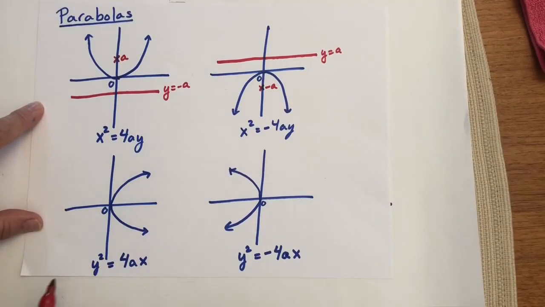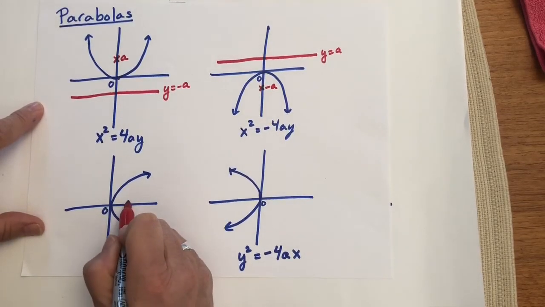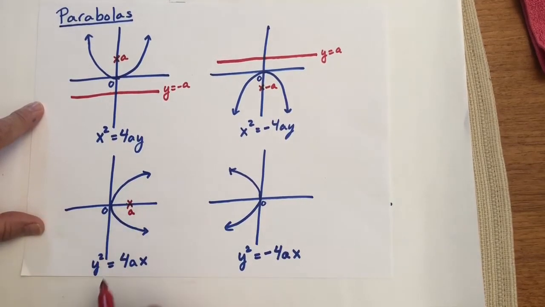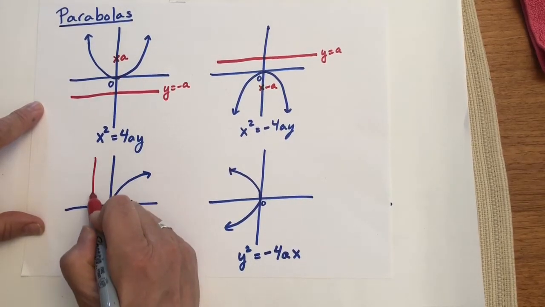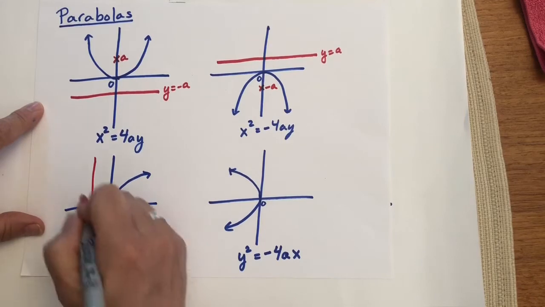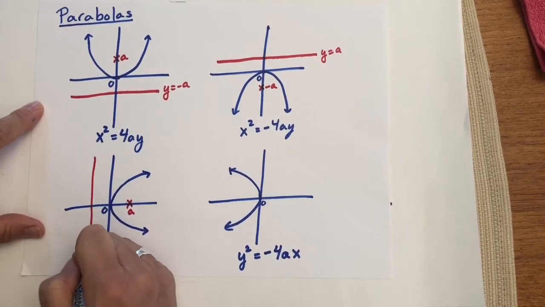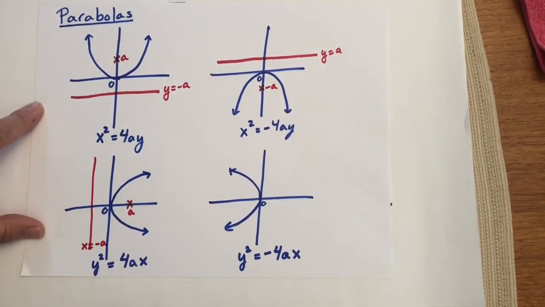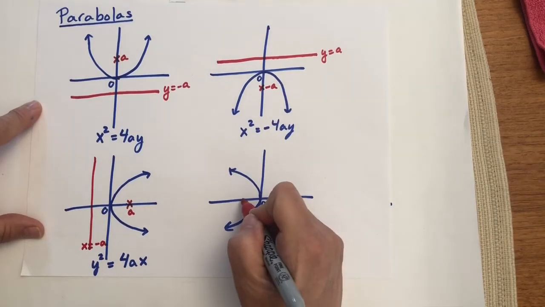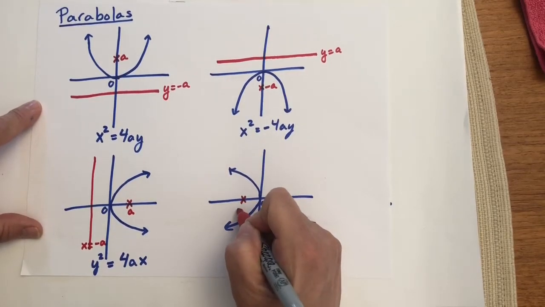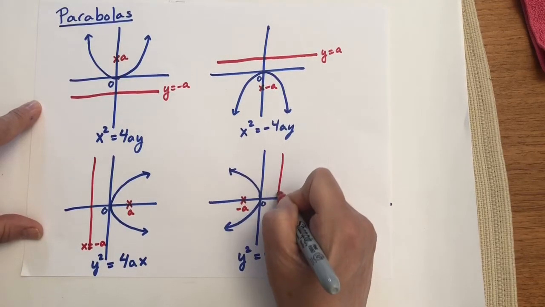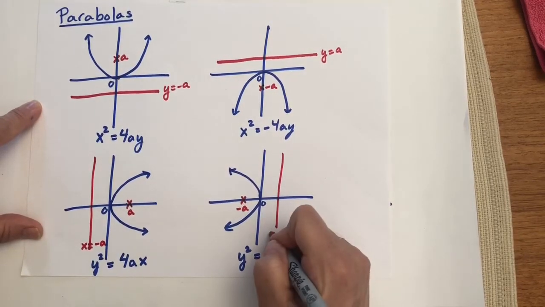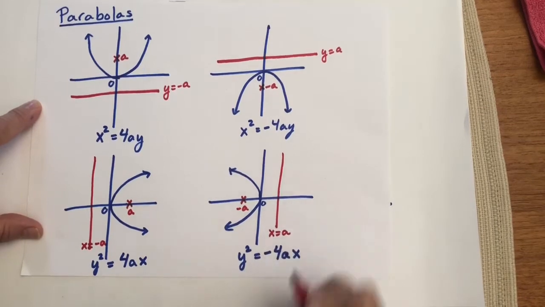So the same thing happens when we have our parabola oriented this way. Now the focus would be here at (A, 0) as an ordered pair, and the directrix would be over here at x equals negative A. And on this last one, of course, the focus would be here at negative A, and the directrix would be right over here at x equals positive A.